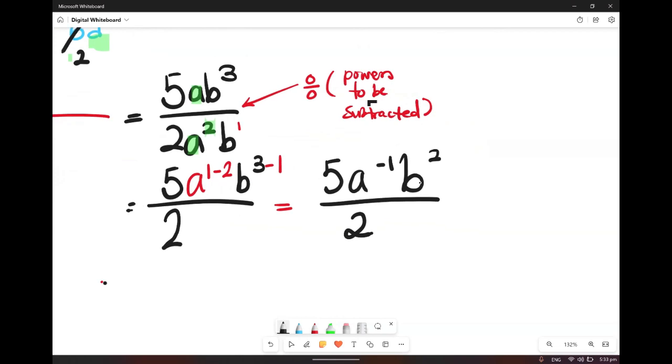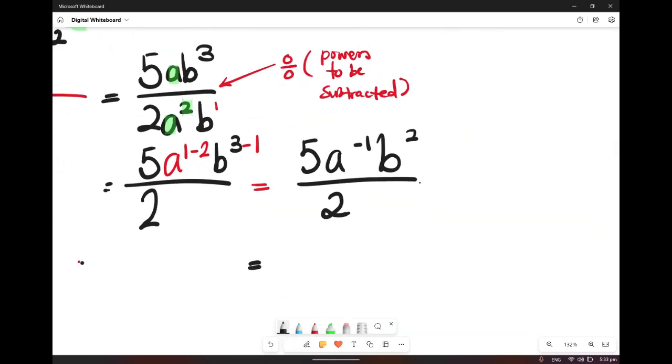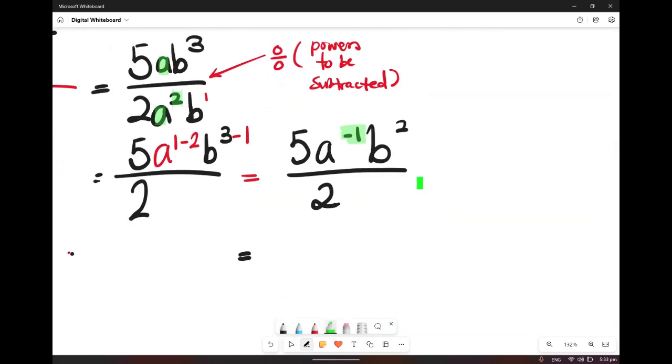Agree or disagree? Now, in the numerator, we do not want to see negative. So how do I remove the negative? I just have to push it down. Can you see that? I just have to push it down. And therefore, this is your answer for this question.